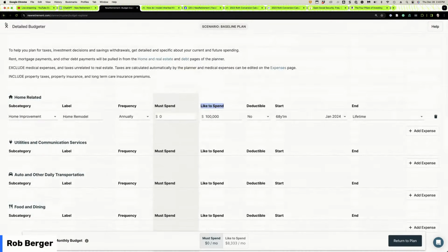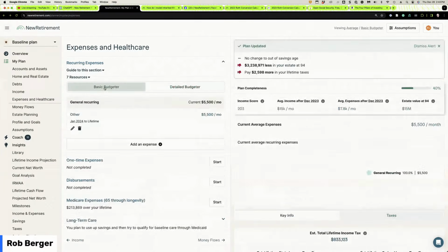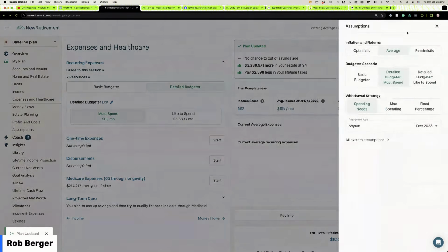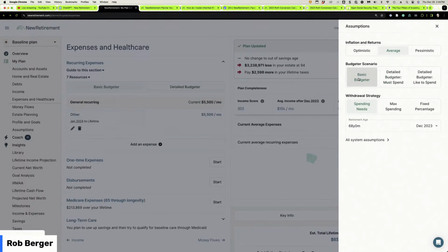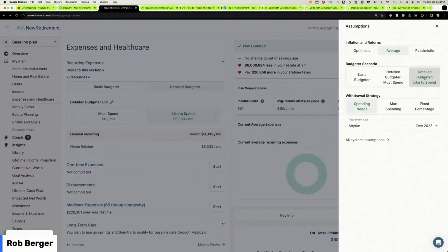And then we're going to go back to basic, but we'll keep it at detailed. When you're using detailed with your assumptions, you'll see you get these choices. I can use the basic budgeter, that's just when you put a lump sum in. I can use a detailed budgeter, the must spend amount, so that's like bare bones, right? Or I can use like to spend. And so you can test these things.